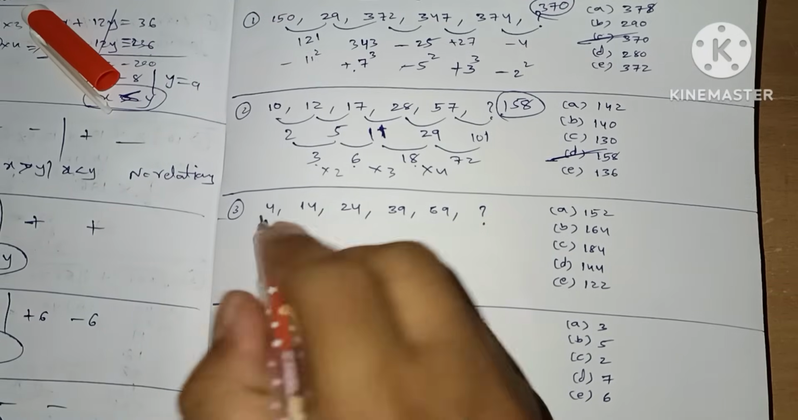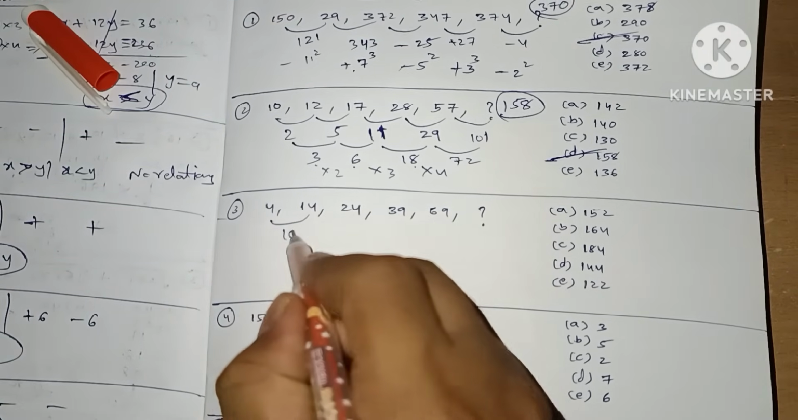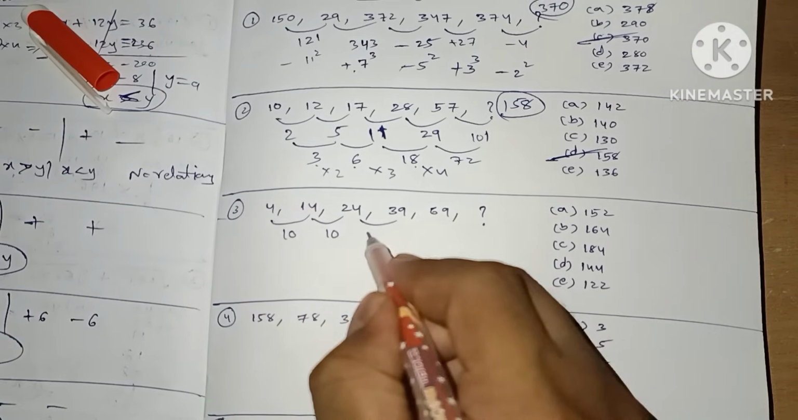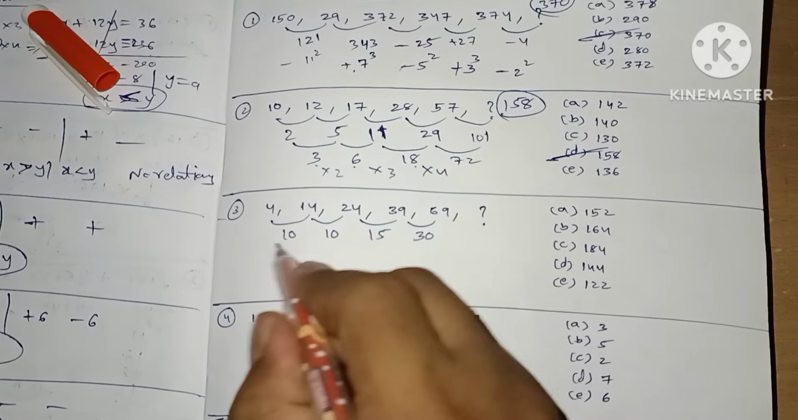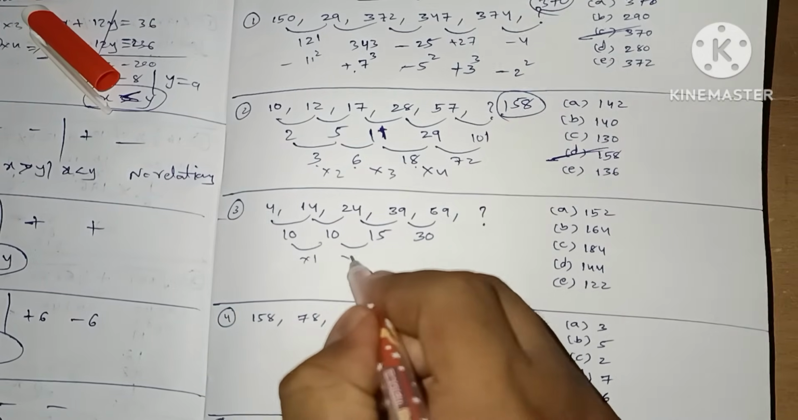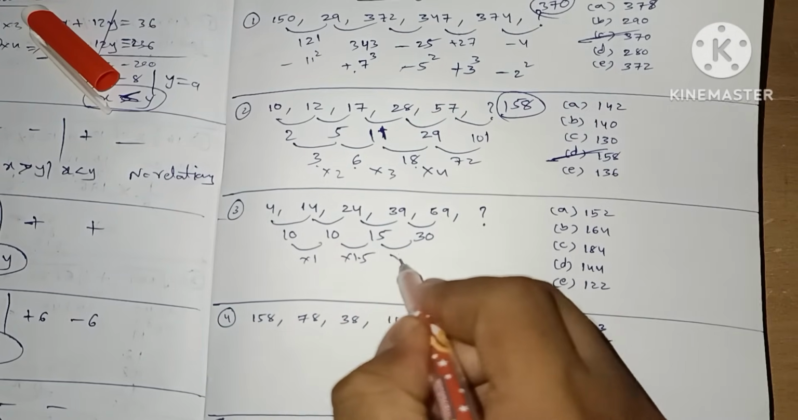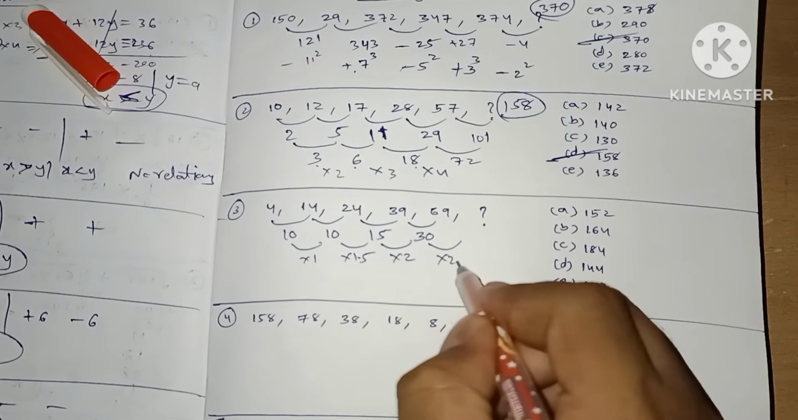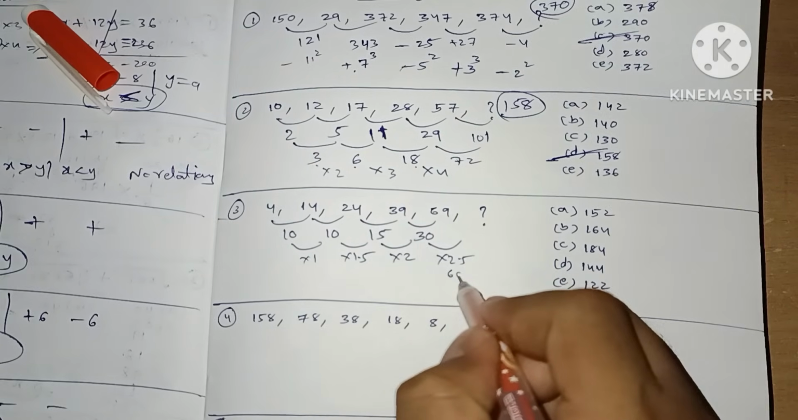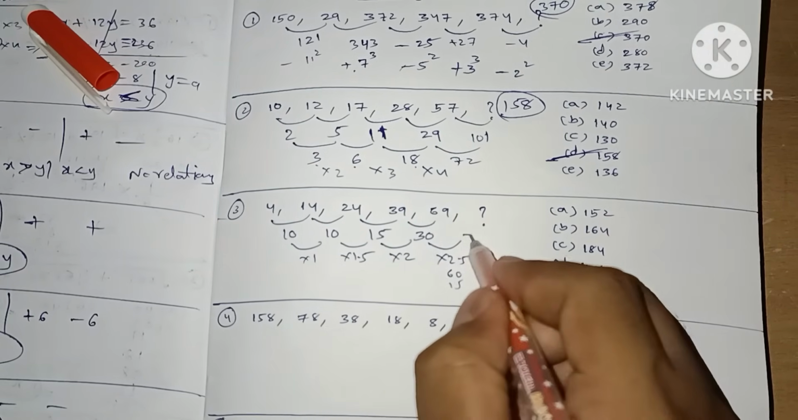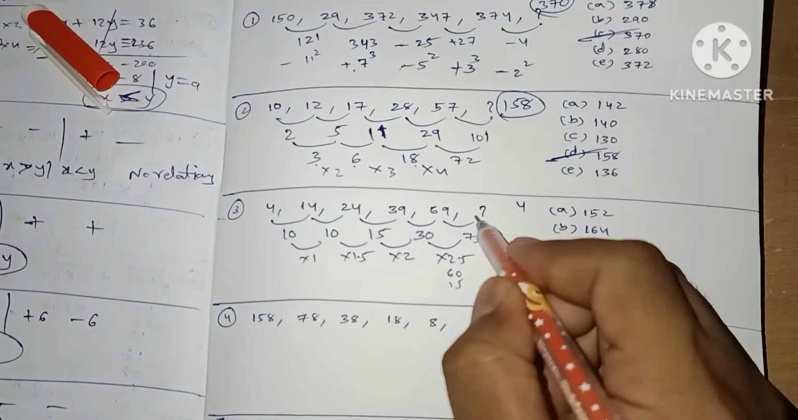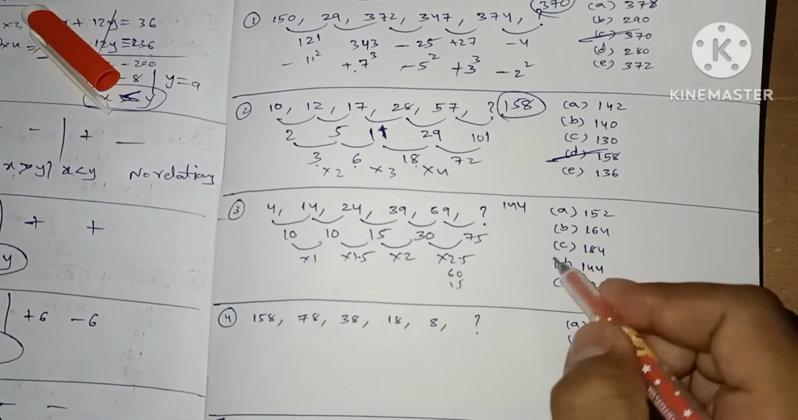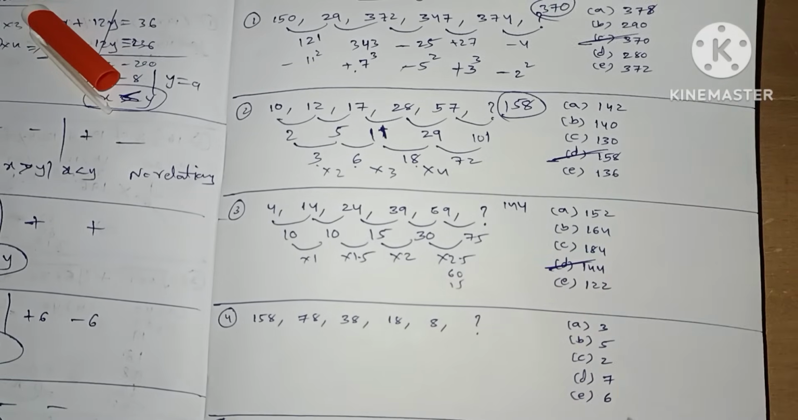Next, third one. Here we see a difference of 10. Here also difference of 10, 15 and 30. Into 1 times, into 1.5 times, into 2 times, into 2.5 times means 60 plus 15, 75. So 4, 14, 144 is our answer. Option D is our answer.